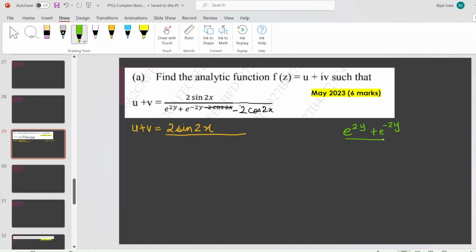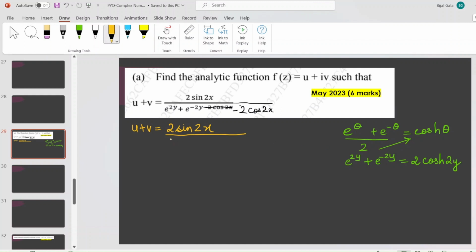If you remember, we have this formula: e raised to theta and e raised to negative theta, when divided by 2, is cos hyperbolic theta. Whatever is the angle in place of theta goes with the hyperbolic. Here we have e raised to 2y plus e raised to negative 2y. We don't have a divide by 2, so this 2 can be cross multiplied. So 2 times cos hyperbolic theta, with theta replaced by 2y. That's what I'm going to do here.